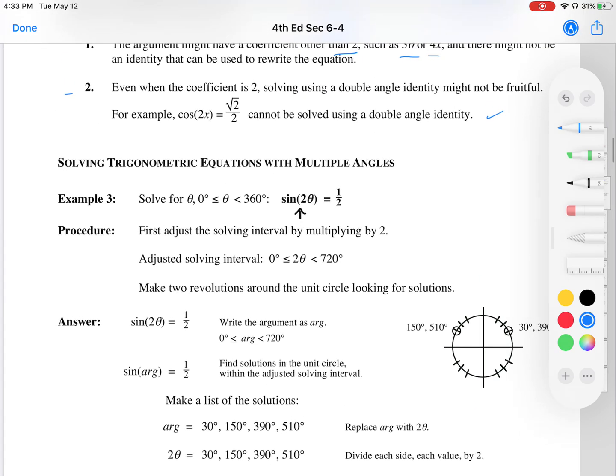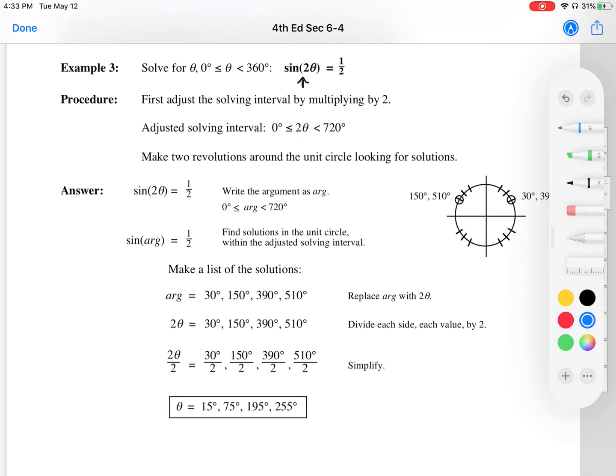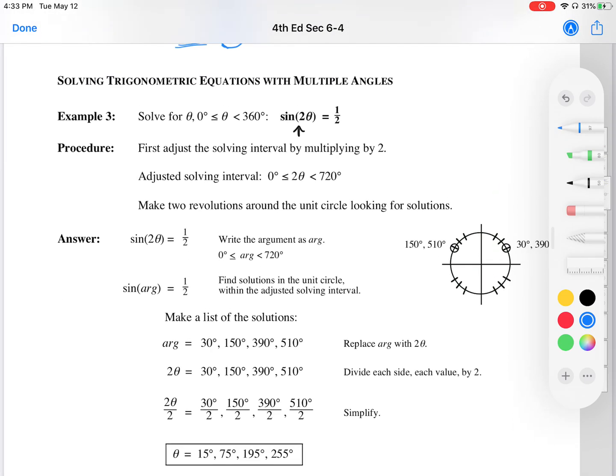The reason for that is once we replace it and work it out, our value will be different once we change from cosine. So ideally you want to use the arg, but you can also keep in mind everything you learned from chapter 5. Let's go ahead and do example 3.